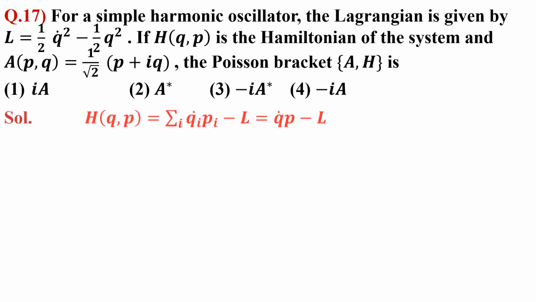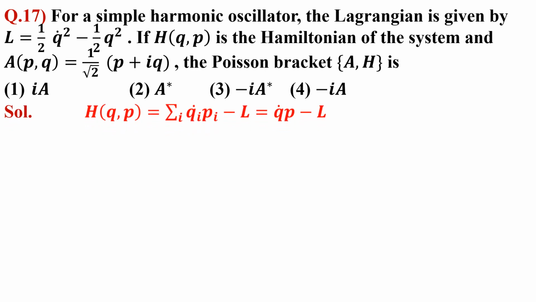Solution: the Hamiltonian can be written as H as a function of p and q equal to the summation of q dot_i p_i minus L.